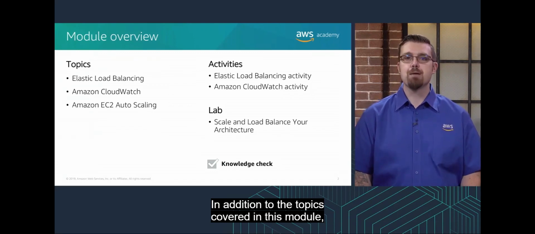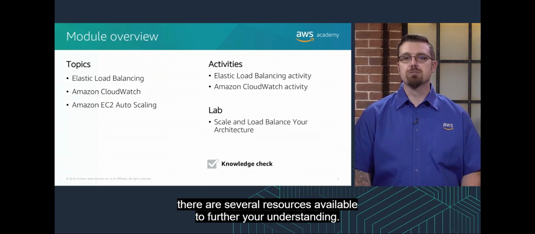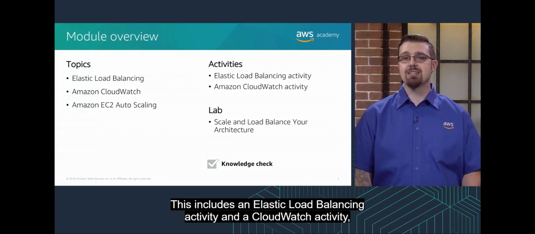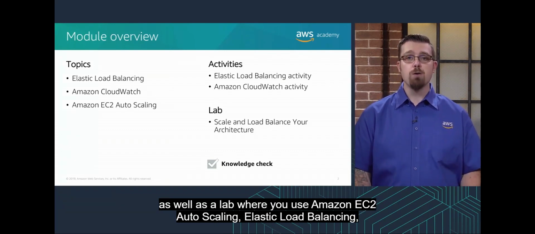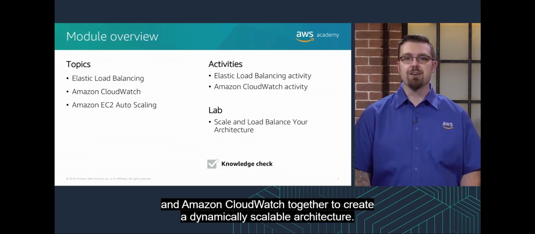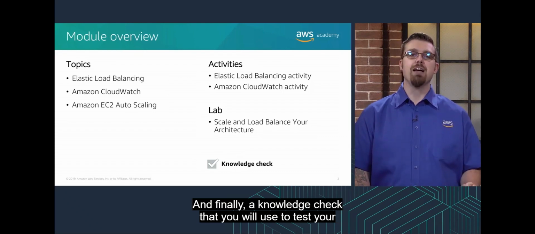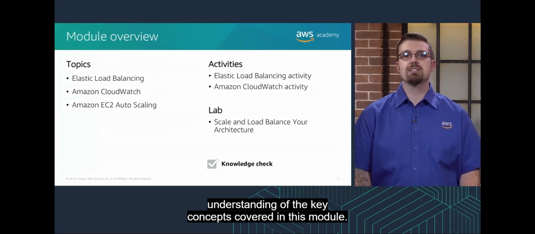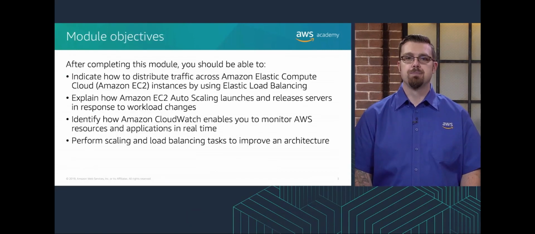In addition to the topics covered in this module, there are several resources available to further your understanding. This includes an Elastic Load Balancing activity and a CloudWatch activity, as well as a lab where you use Amazon EC2 Autoscaling, Elastic Load Balancing, and Amazon CloudWatch together to create a dynamically scalable architecture, and finally, a knowledge check that you will use to test your understanding of the key concepts covered in this module.